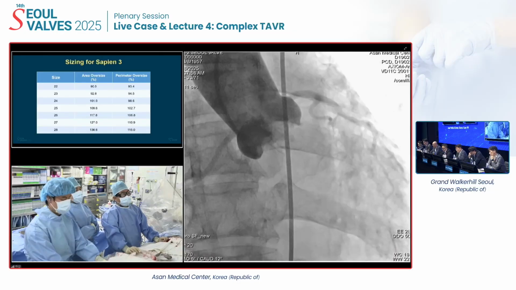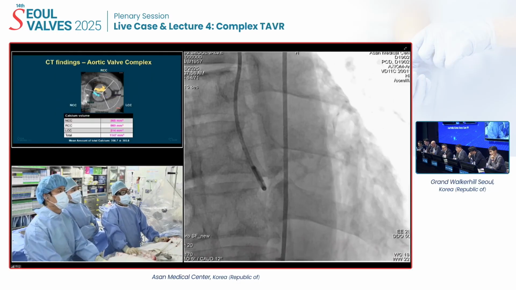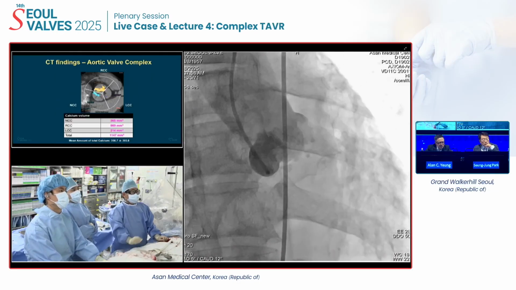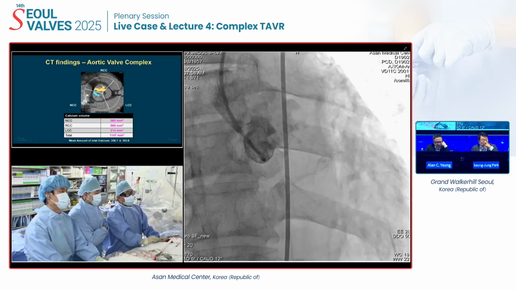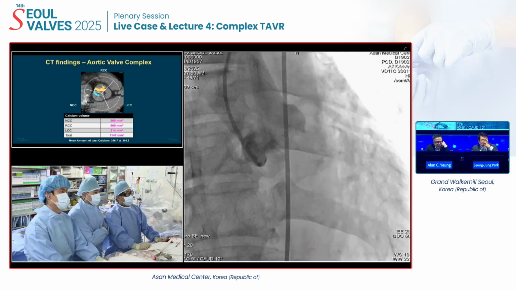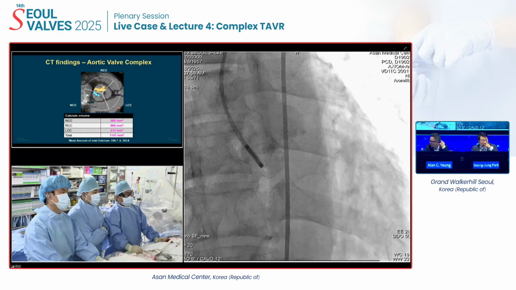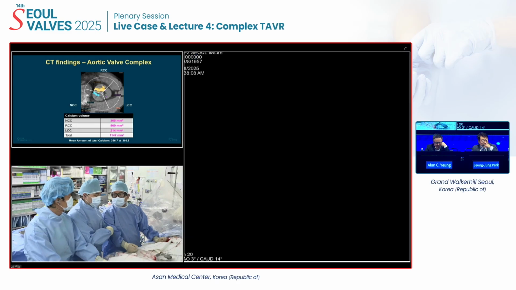CT shows the calcification. I'm not used to looking at it this way, but we have a 4D view, it's easy to see. Right, so let's see what happens if we implanted the 23.